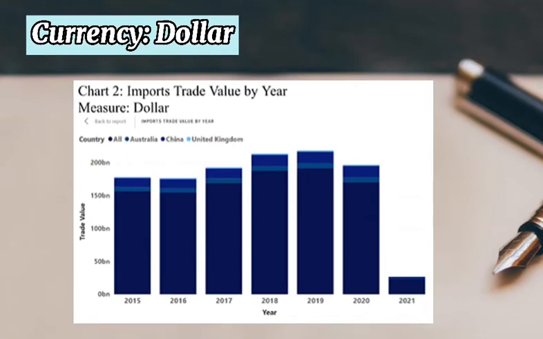Next, import by trade value is only measured in dollar currency. There is an increasing trend from 2016 to 2019. This shows that New Zealand is actively importing goods from these countries. However, there is a sudden fall of import trade value in 2020 to 2021. This fall is due to the COVID-19 pandemic that started in February 2020.